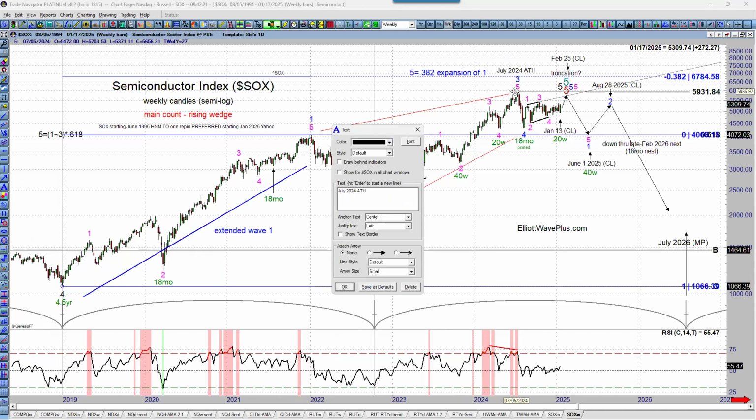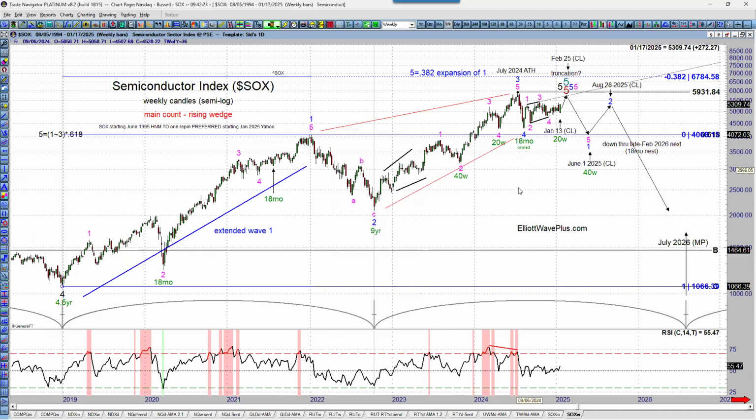And so that's kind of amazing that the semiconductors have been as weak as they have been. My main count has been that we're in this rising wedge, and this is 1, and this is 2. I really can only count this as a 1, 2, 3, 4, 5, up for 3, and then a quick wave 4 down into early August.